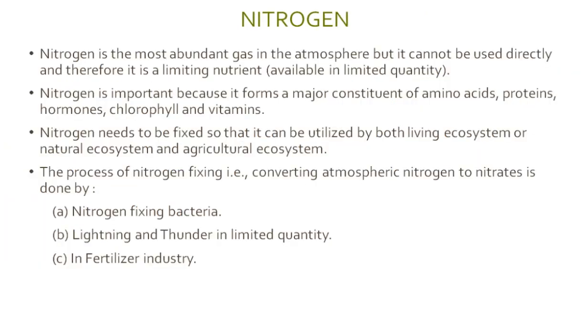The next one is nitrogen cycle. So first of all, let us understand some of the facts about nitrogen. Nitrogen is the most abundant gas in the atmosphere, that is 78%. So it cannot be used directly and therefore it is a limiting nutrient, that is available in limited quantity. Nitrogen is important because it forms a major constituent of amino acids, proteins, hormones, chlorophyll and vitamins.